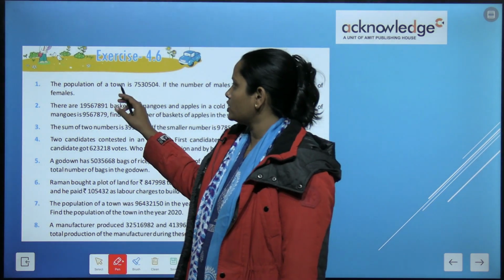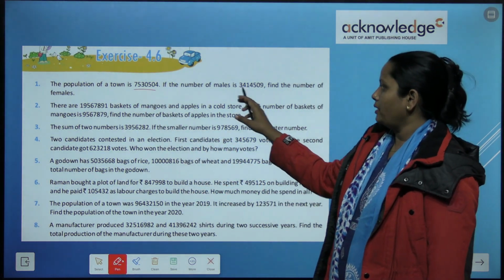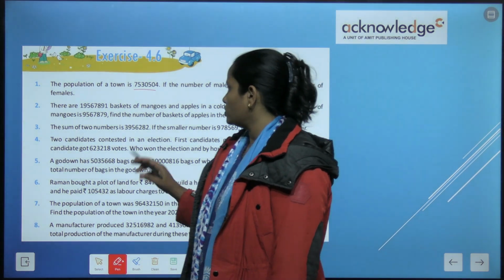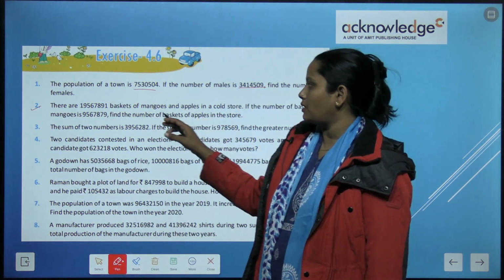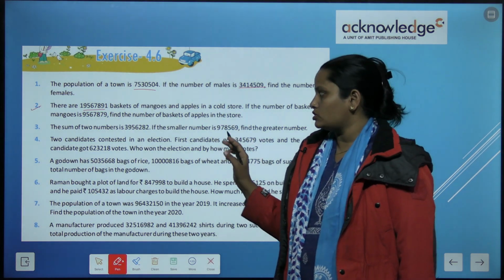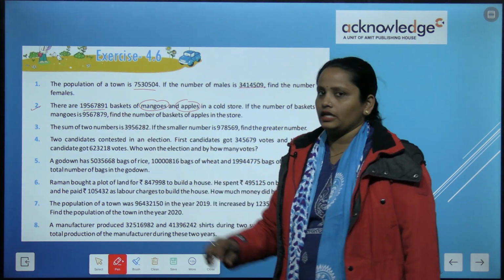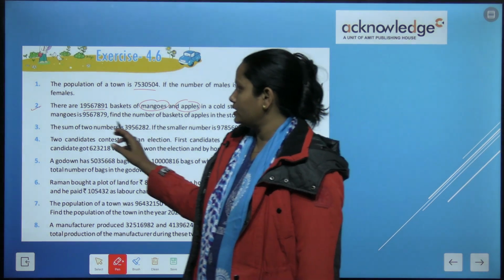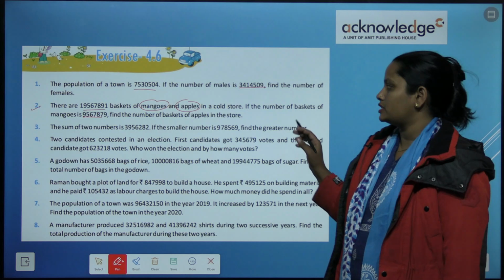Here the population of a town is this much. There is a town which has this much population. Males are given and you have to find the females. So do this question on your own. Let's do the second one. There are these many baskets of mango and apple in a cold storage. Means there is a cold storage in which there are these many baskets of mango and apple. If the number of baskets of mango is this many, find the number of baskets of apples in the store.